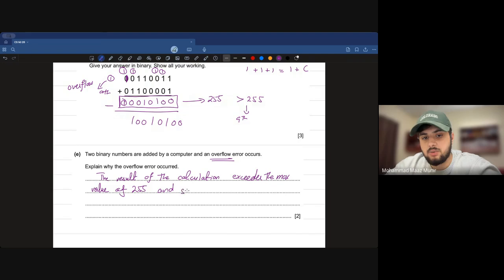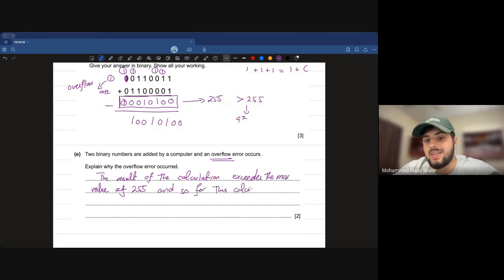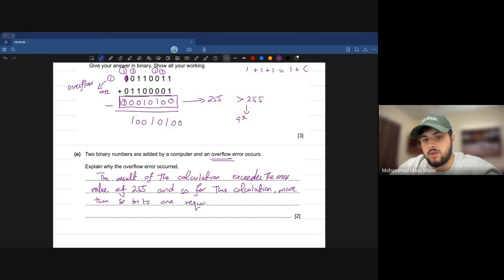And so for this calculation, more than 8 bits are required for its representation.